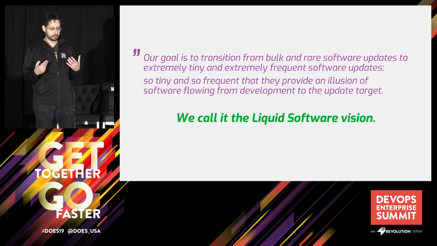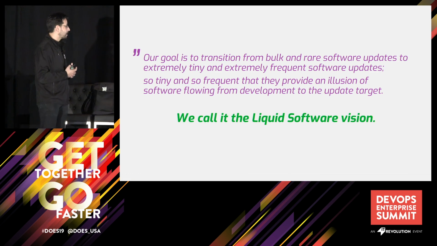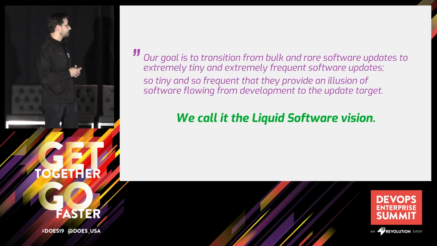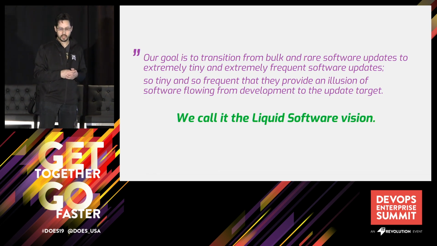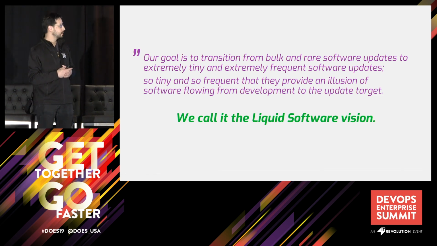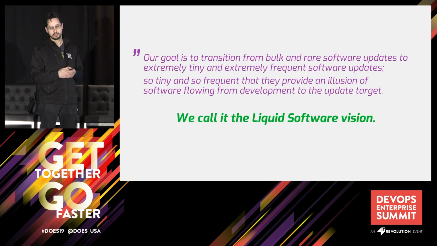So a quick quote. This is from the Liquid Software book. Our goal is to transition from bulk and rare software updates to extremely tiny and extremely frequent software updates, so tiny and so frequent, they provide an illusion of software flowing from development to the update target.